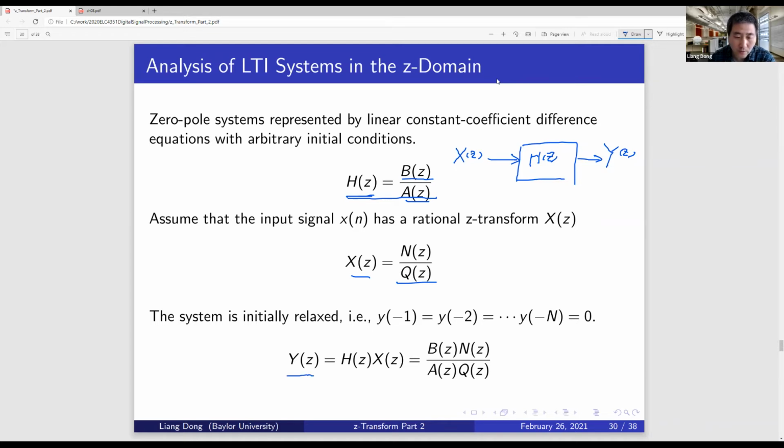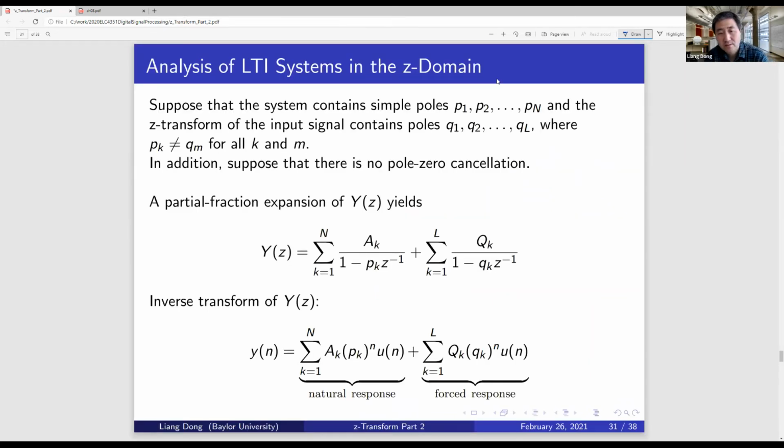Then the output is simply a product, right? It's a product of system times input. So we put in the system, my fractional equation B over A. The input is fractional equation N over Q, so I can put into this term. And then for Y(z), I can also discuss the zeros of Y(z) and the poles of Y(z). For example, the poles of Y(z) will be the poles of H contained here, plus the poles of the input signal X(z) contained here in Q.